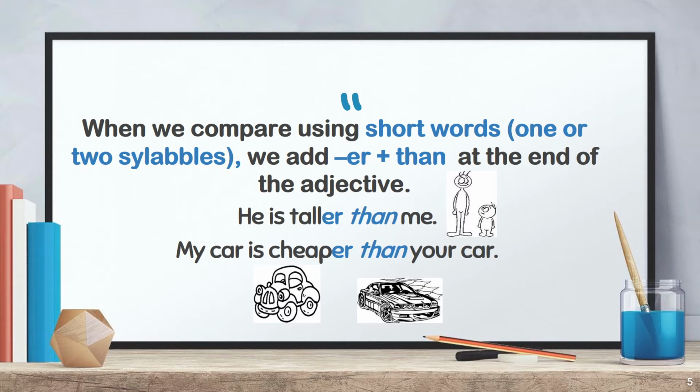of the adjective. Like, look at the picture. He is taller than me. The adjective here is tall, but because I'm comparing between two people, I said taller than. Now, when you see the car in front of you, you have two cars. One of them looks more expensive. So, in the example, my car is cheaper than your car. Cheaper. I added the er because I'm comparing between two cars here. And I added than.